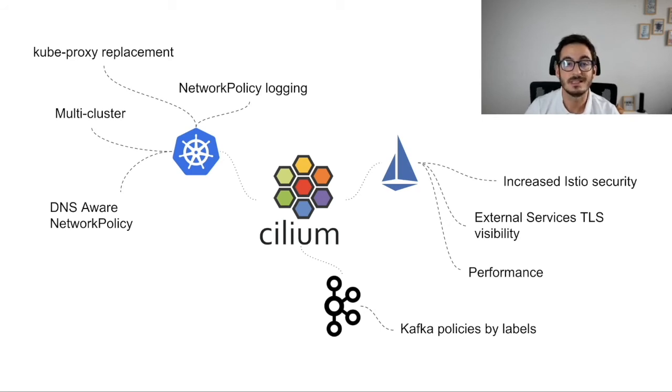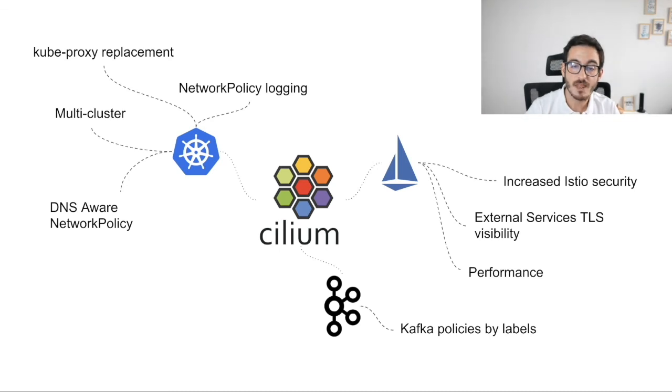Also, Cilium is the only CNI that introduces DNS-aware network policies, and we can create policies based on a fully qualified domain name rather than IP addresses. Multi-region availability can be achieved by using Cilium's multi-cluster feature, where we can maintain our multi-tenant topology and act as a single cluster. When talking about Istio, Cilium can provide increased security by protecting compromised sidecars, as they are not subject to Istio's security rules, or by enforcing application traffic to go through the sidecar proxy.